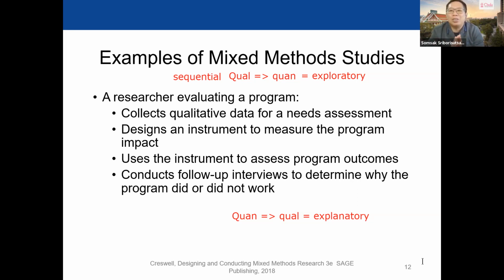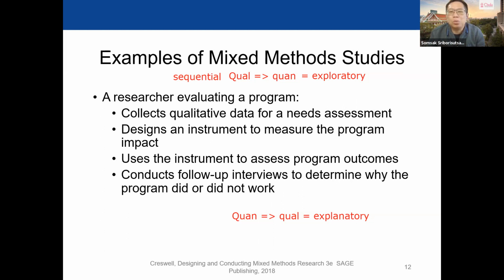So to sum up, whether you start with qual or quan, if you finish the first phase and get the result, and then you start the second phase, you say this is sequential. But if you look at the Creswell textbook, it's quite complicated.